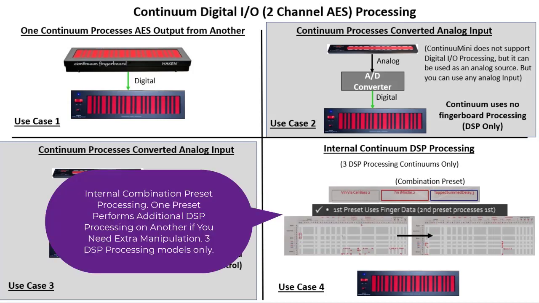And finally, if you have a 3 DSP processing Continuum, for example, all new Slim Continuums are 3 DSP 6X Continuums, and some older ones that have been upgraded have this feature too, you can create a combination preset and basically send the output of one standard preset where you're playing on the surface as an input into another where you'll process that digital signal in various ways. This kind of requires its own video on how to use combination presets.